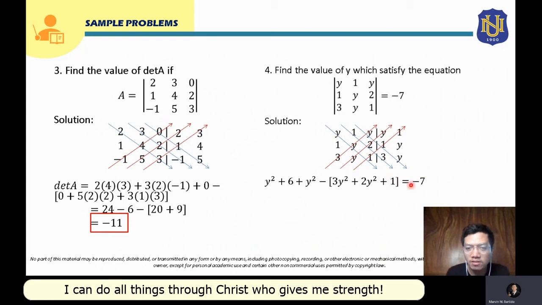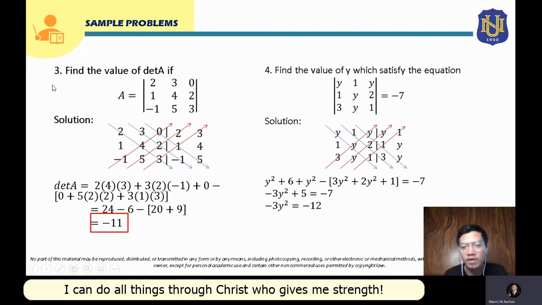Simplifying this further, this will just give you -3y squared plus 5. Since y squared plus y squared minus the quantity, this will be 5y squared, right? So -5y squared plus 2y squared, that will be -3y squared. And then we have here 6 minus 1, so that will be 5. And it will be equated to -7.